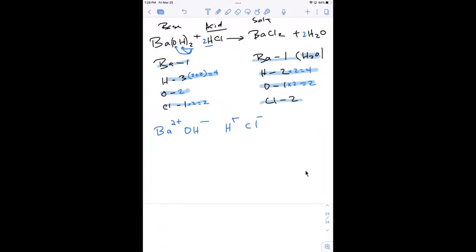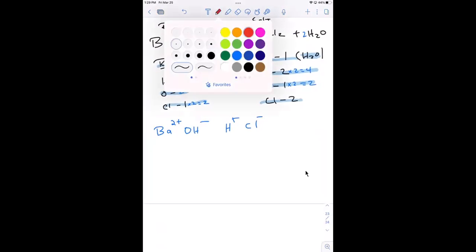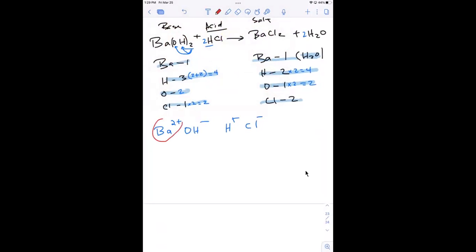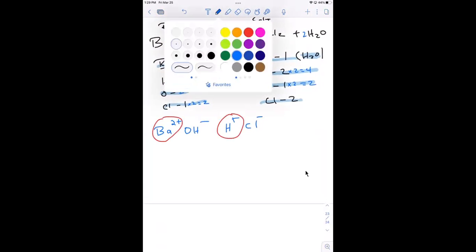When we talk about doing a double displacement, what we're doing is taking the 2 cations and swapping them, right? They're going to swap places. So the H is going to come here. Pick a different color.